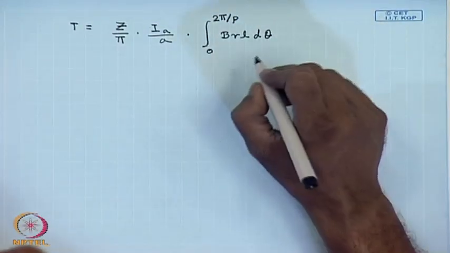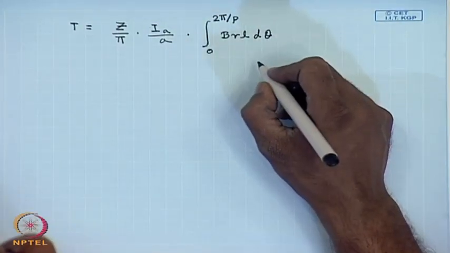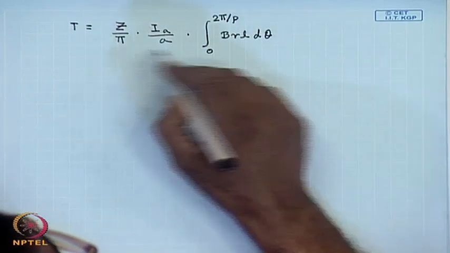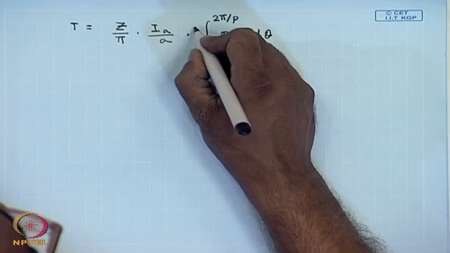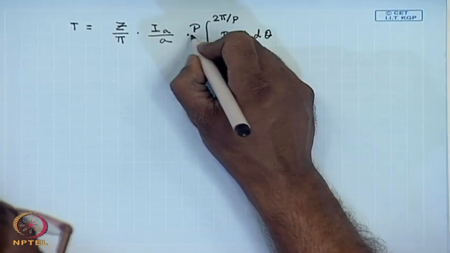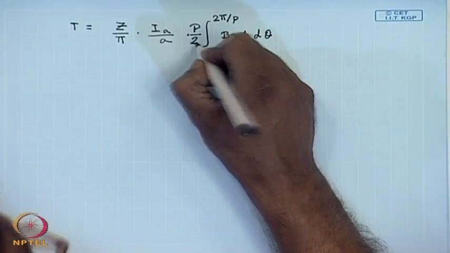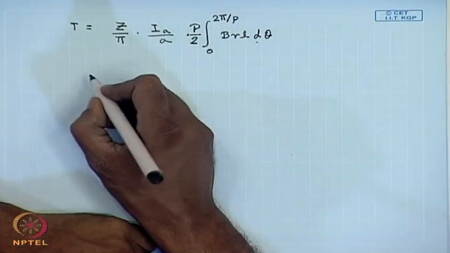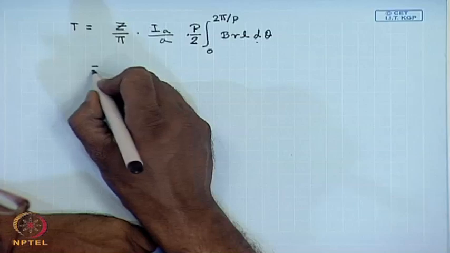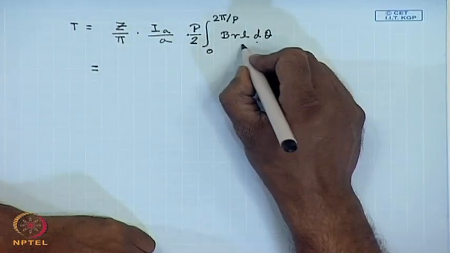However, there are P by 2 such pole pairs which are generating the torque. This is the torque produced by one pole pair. So, in order to get the total torque, this has to be multiplied by P by 2. The total torque expression will, this we again identify as flux per pole.